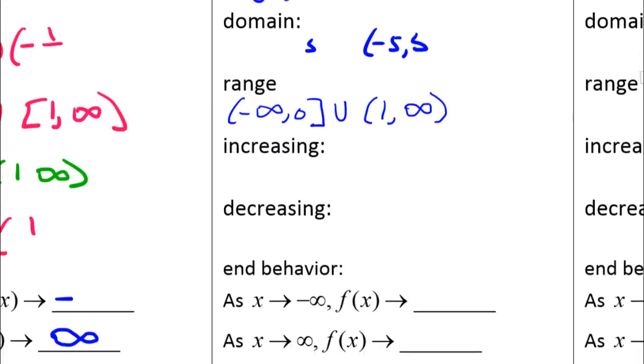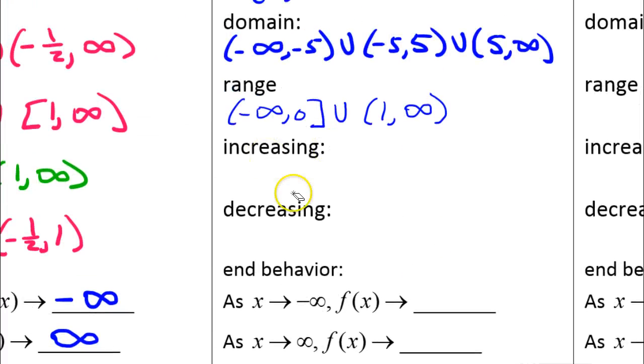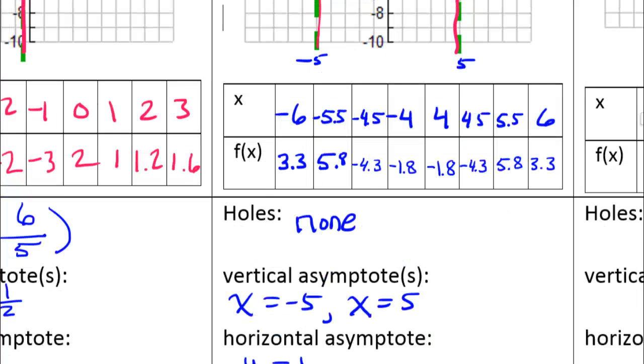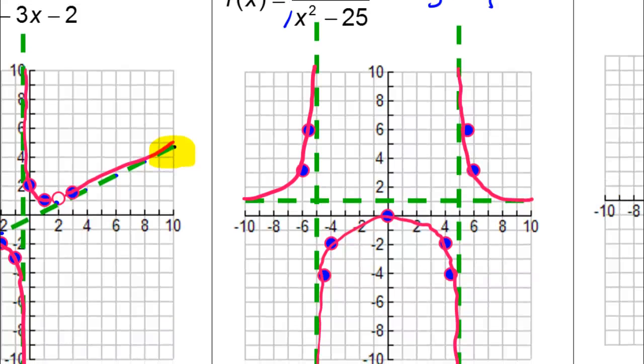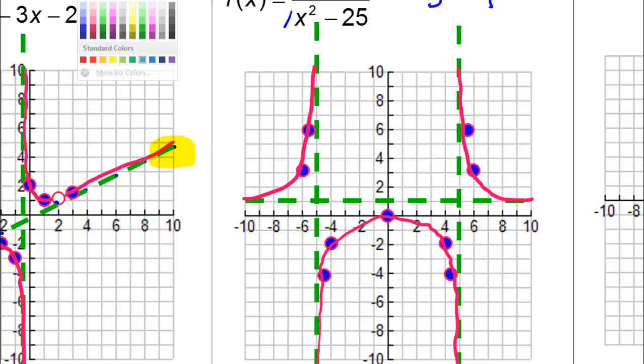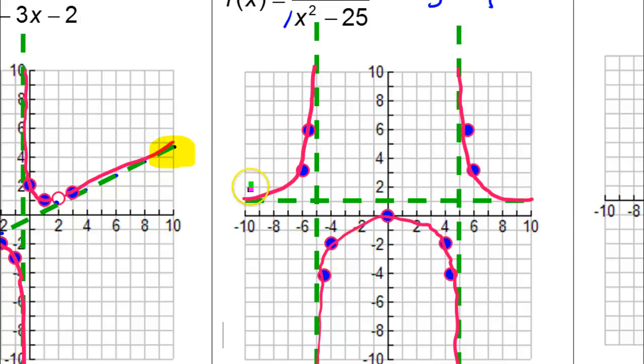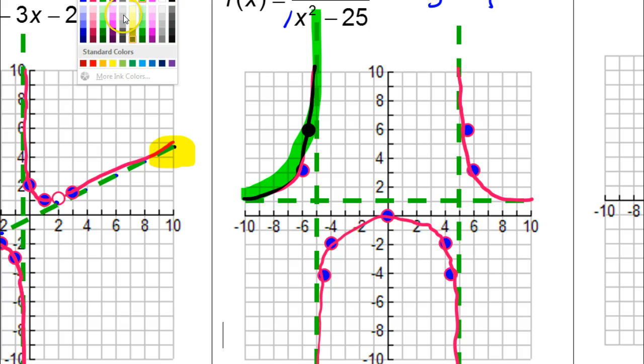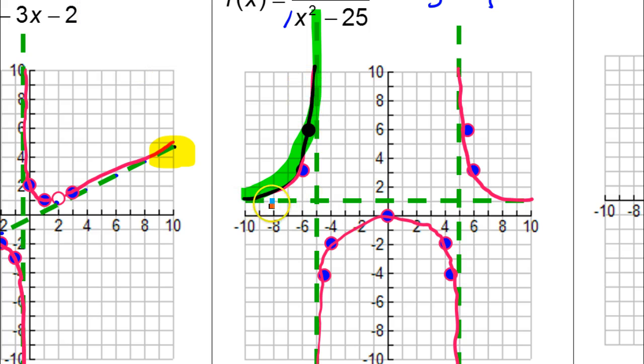All right, what else do we need to do? Oh yeah, we need to talk about increasing and decreasing intervals. All right, watch this very carefully. Now, most students understand that when the graph is going uphill, that's increasing. So for example, this portion of the graph is increasing because this portion is going uphill. But what are the x values of this? Because that's what you're going to record as the interval.